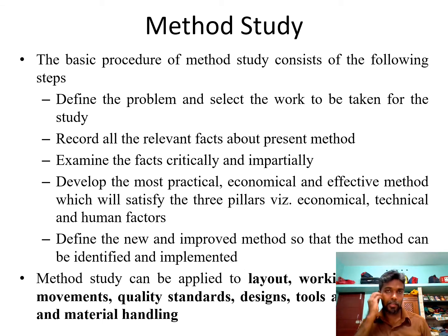To implement the method study, the basic procedure has the following steps. First is define the problem. First you have to clearly define what your problem is. Like if you are manufacturing a car, and the car has an enormous number of nuts and bolts. Some nuts will be in the top position, some in the bottom position. So if you want to tighten those, sometimes you need to stand, sometimes you need to sit, sometimes you need to lie down. So a lot of effort the human has to put in. This will affect the time process. So if that is your problem, then you have to find a solution for that, right?